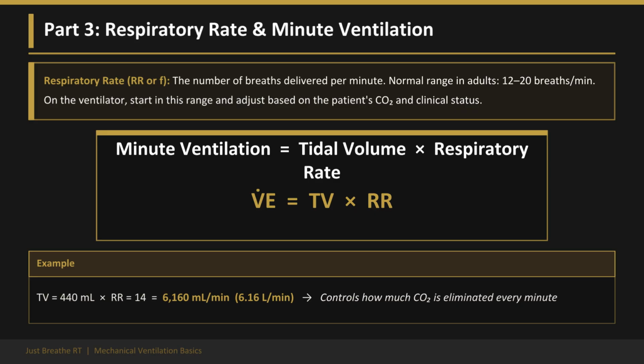This is the total volume of air moved in and out of the lungs every single minute. The formula is simple, and you need to know it cold. Minute ventilation equals tidal volume times respiratory rate. So if your tidal volume is 440 milliliters and your respiratory rate is 14, your minute ventilation is 440 times 14, approximately 6,160 milliliters per minute, or just over 6 liters per minute. That number is not just math. It is what determines how much CO2 your patient blows off every minute. And when CO2 goes wrong, this formula is where you start troubleshooting.